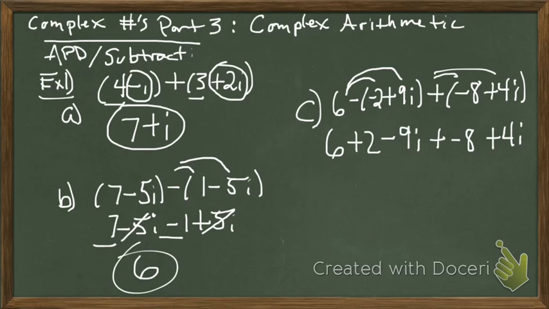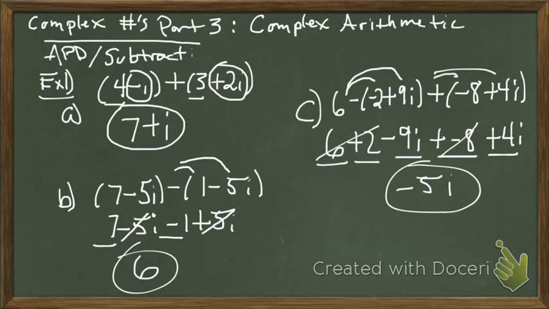So let's see if we can add up the like terms. 6 plus 2 is 8. But there's a common number there, negative 8, so it's really 8 minus 8, and these cancel out. Negative 9i plus 4i is just negative 5i, and we are done with adding and subtracting. Let's see if we can do another example here of just multiplication. So let's multiply the following. Let's do a couple of examples.